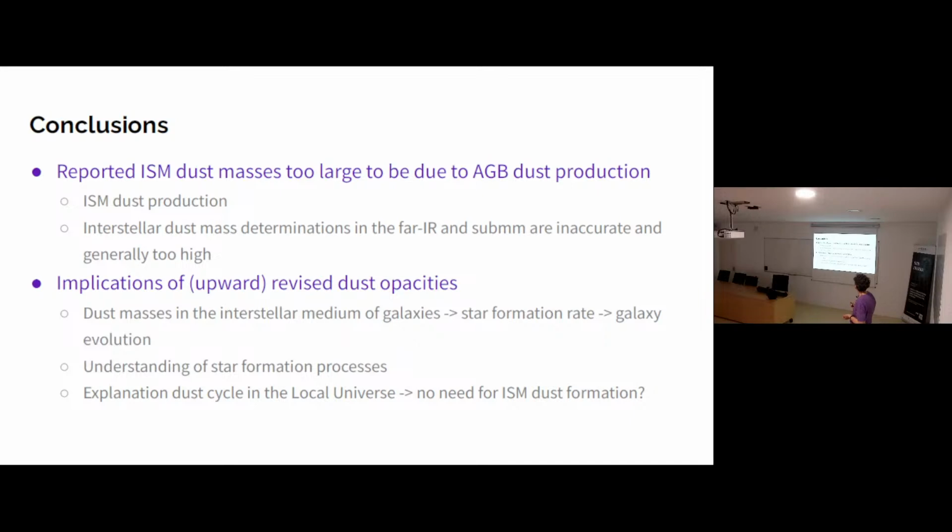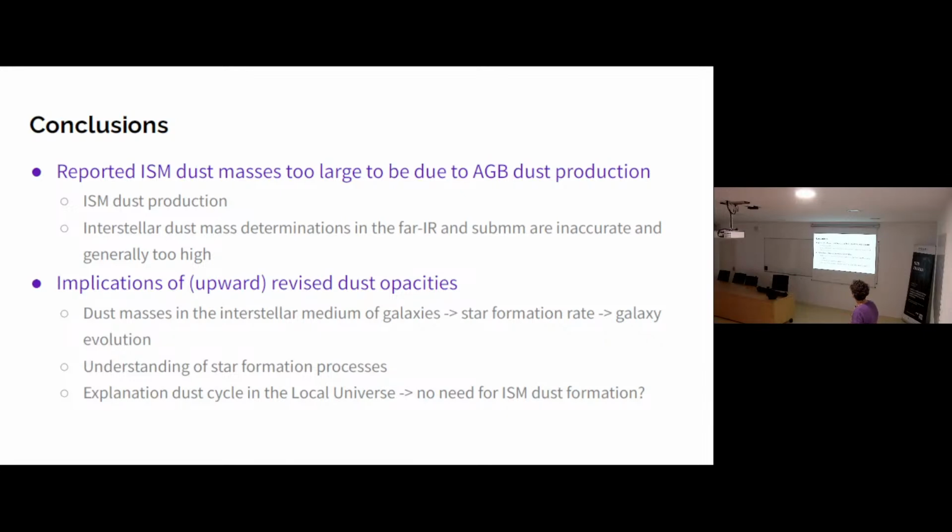But another explanation could be that the interstellar dust mass determinations in the far infrared and submillimeter are actually inaccurate and need to be revisited. If they are inaccurate and we have to revise our dust opacities at these wavelengths to higher values, this has implications. It means that the dust masses in the interstellar medium of galaxies have to be revised downwards. So does the star formation rate, which then has its effect on galaxy evolution.